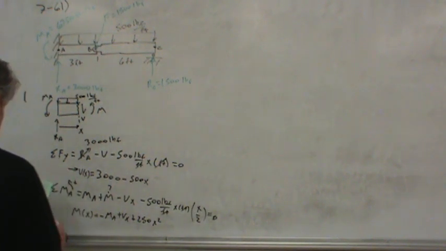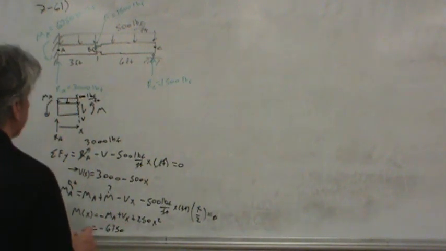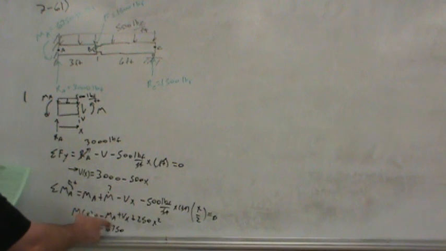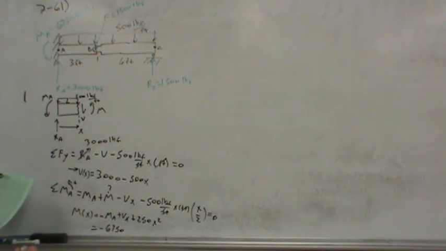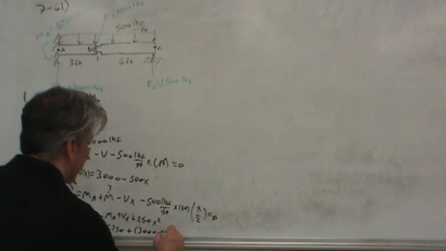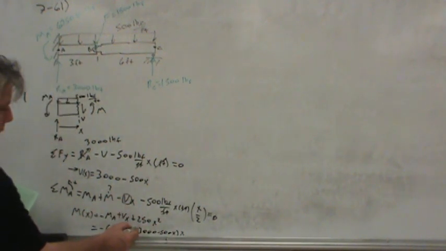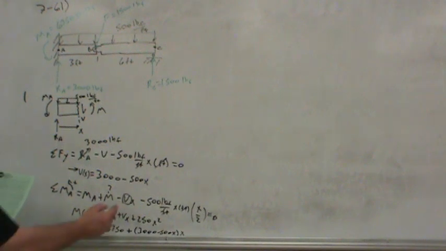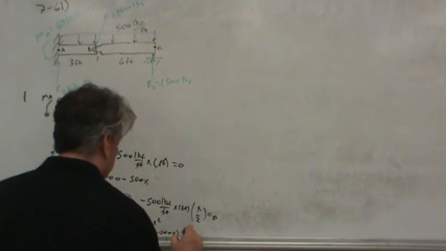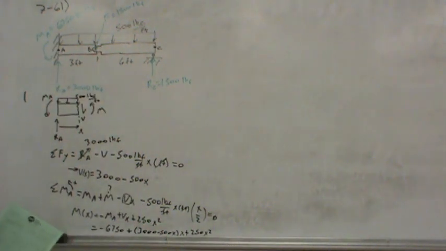But we know that the moment is 6,750 foot-pounds, so that takes care of MA. Notice the negative sign came from the equation. Plus the shear, which we can plug in the equation for shear, 3,000 minus 500x, times x. So in the parentheses, plugged in the equation for shear, and then don't forget the x, plus 250x squared for the last term. I'm running out of space here.